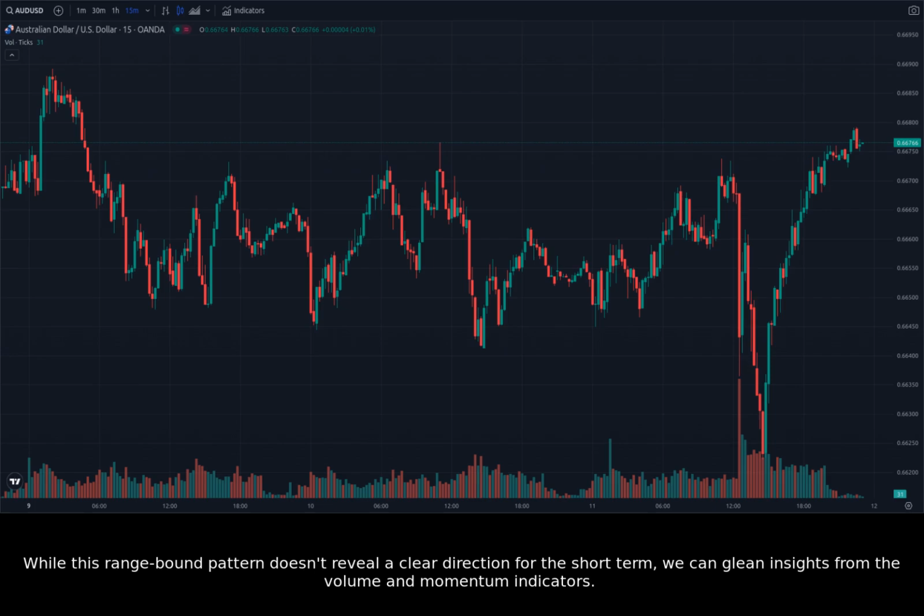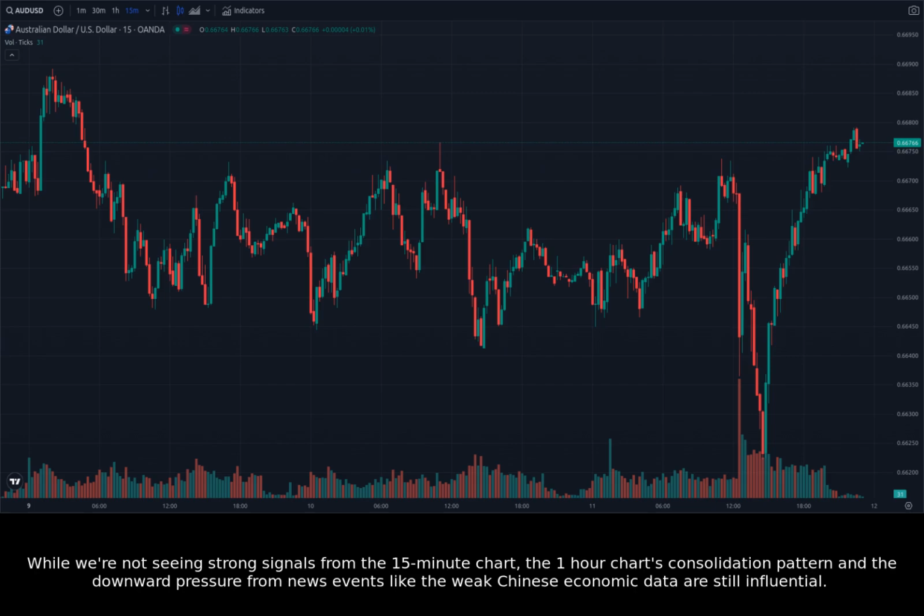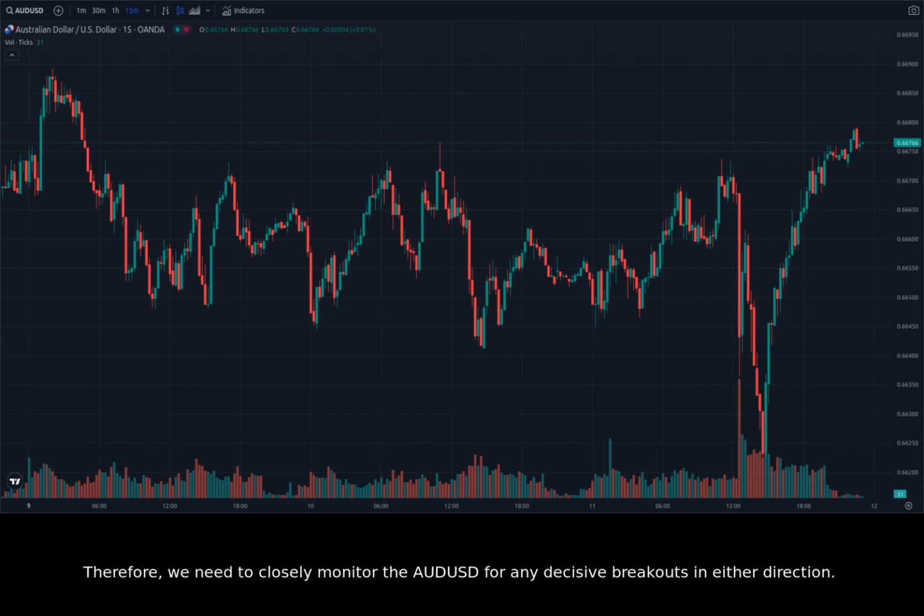While this range-bound pattern doesn't reveal a clear direction for the short term, we can glean insights from the volume and momentum indicators. The low volume suggests a lack of strong conviction from either side. The RSI is currently in neutral territory, indicating neither overbought nor oversold conditions. While we're not seeing strong signals from the 15-minute chart, the 1-hour chart's consolidation pattern and the downward pressure from news events like the weak Chinese economic data are still influential. Therefore, we need to closely monitor the AUDUSD for any decisive breakouts in either direction.